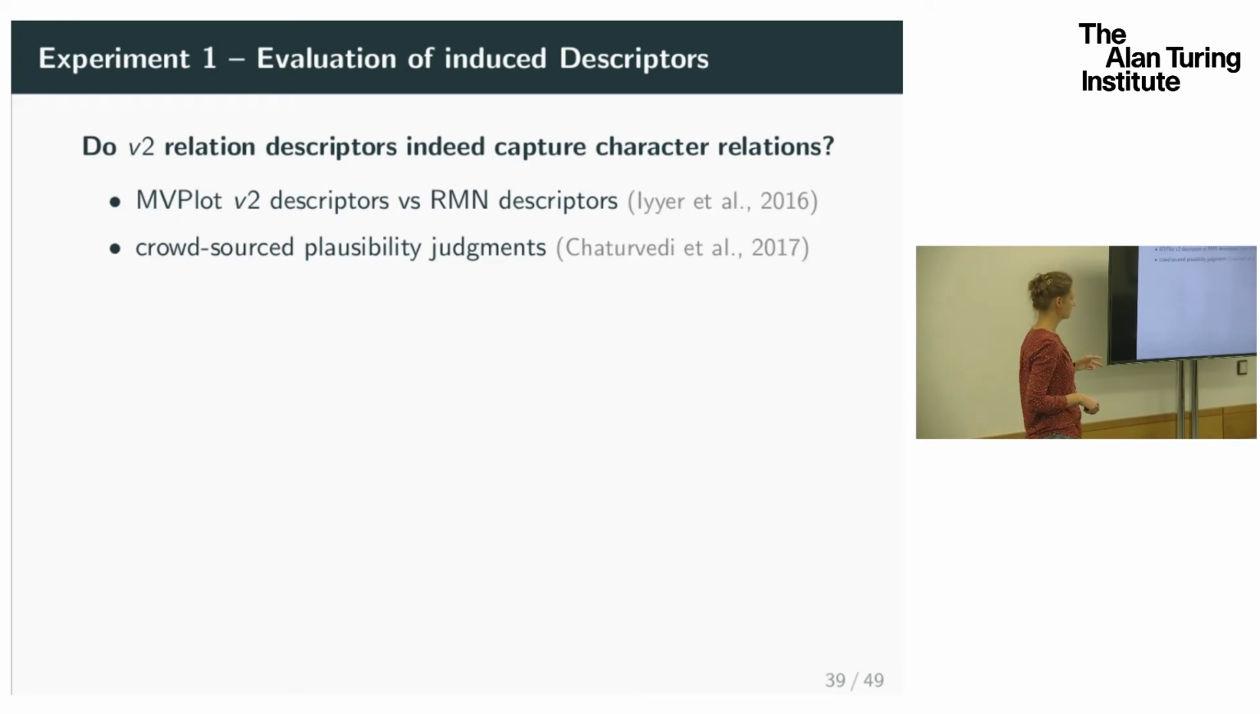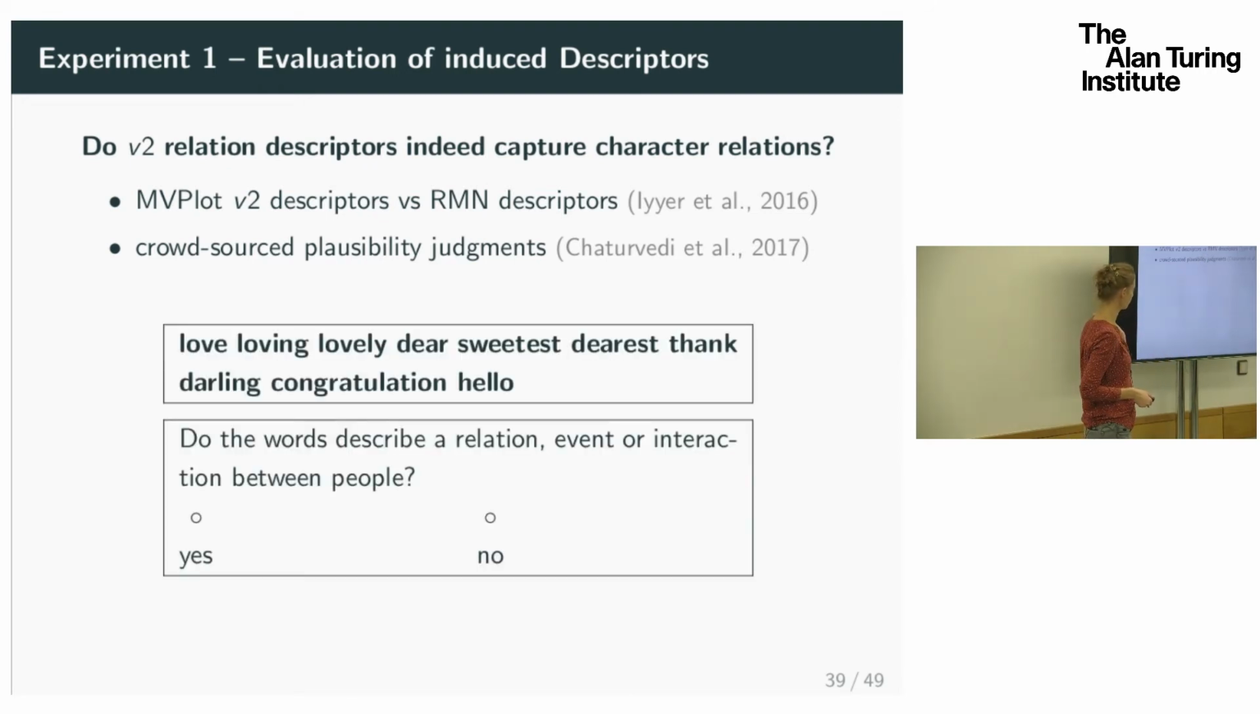And we went to Amazon Mechanical Turk and did a crowdsourced-based evaluation of how meaningful the relation descriptors between characters are. We asked Turkers whether they actually described relations between characters. And we compare the output from our own model against the original RMN model, which, as I said, only learns relation descriptors and not the multi-view representations that we learn. So we show crowd workers a relation, like induced by either our model or the RMN model, and we ask them, do the words describe a relation, event, or interaction between people, yes or no?